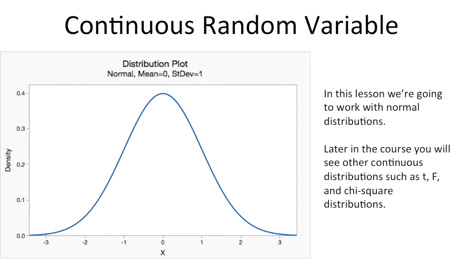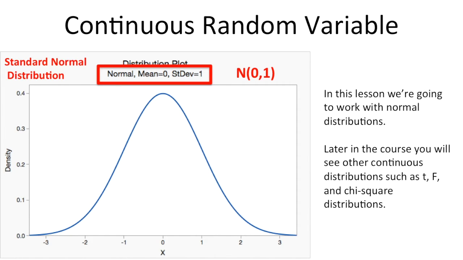I believe next week you'll see t-distributions. When we do regression, you'll see the f distribution. And when we work with two categorical variables in lesson 11, you'll see the chi-square distribution. What we see in this plot here, though, is one special type of normal distribution. This is the standard normal distribution. It's a normal distribution with a mean of 0 and a standard deviation of 1.